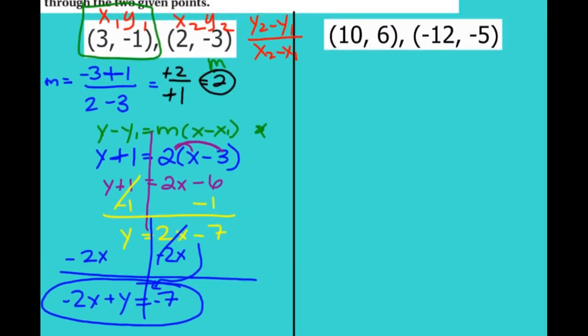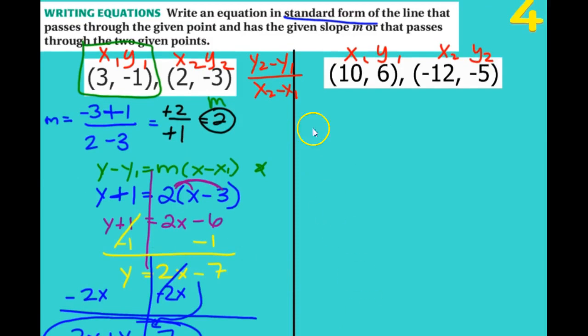Since we've done 2 like this already, I would like for you to try this one, and then click play to see if you got the answer right. So first I'm going to find my slope, y2 minus y1, negative 5 minus 6. And on the bottom, x2 minus x1, or negative 12 minus 10.